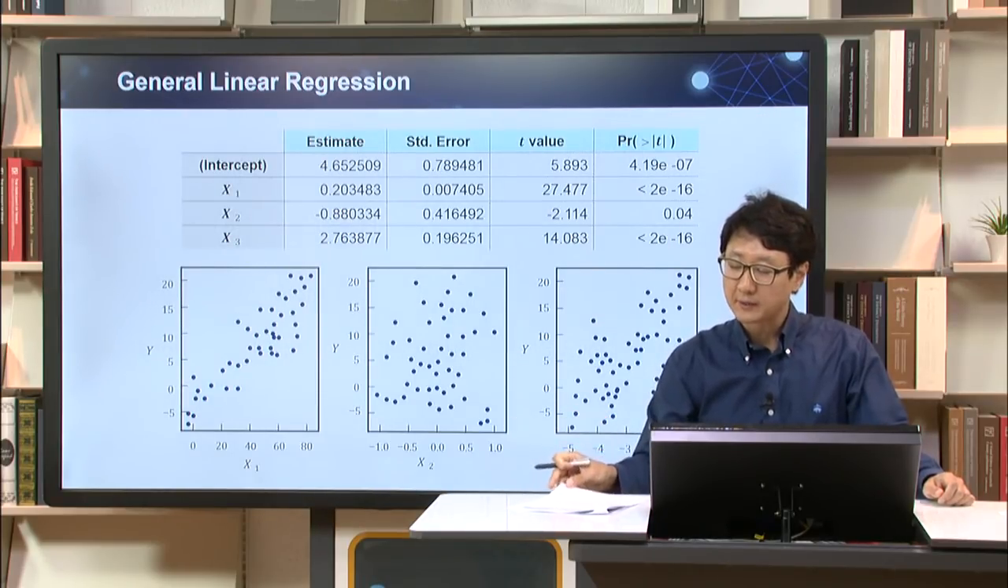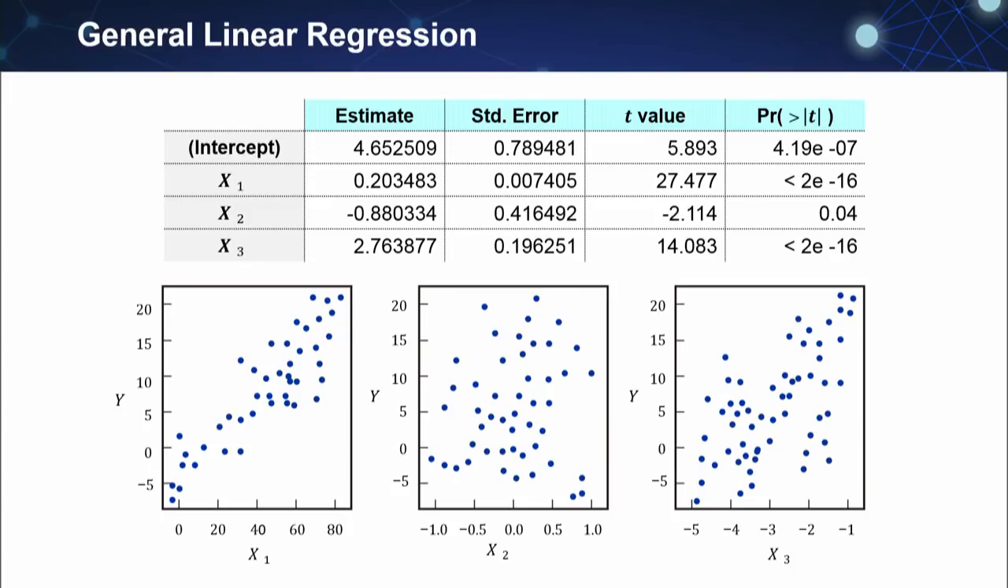Okay, so here is an example. We have 50 data points for y with x1, x2 and x3. So the intercept is beta 0, and then beta 1, beta 2, and beta 3. Then we set up a model that y is equal to beta 0 plus beta 1 x1 plus beta 2 x2 plus beta 3 x3, and find its coefficients. Then the result is like this.